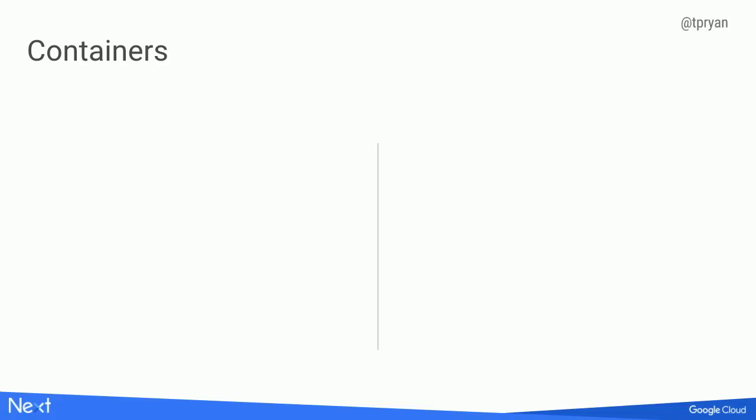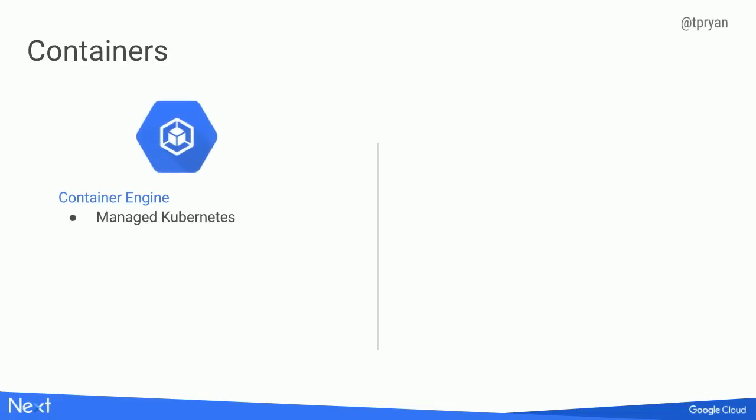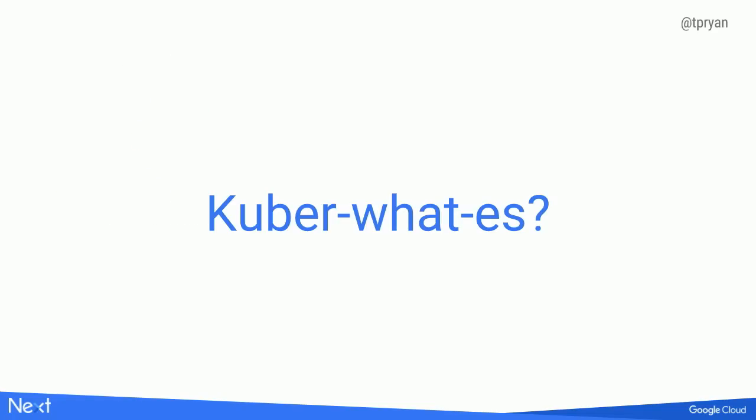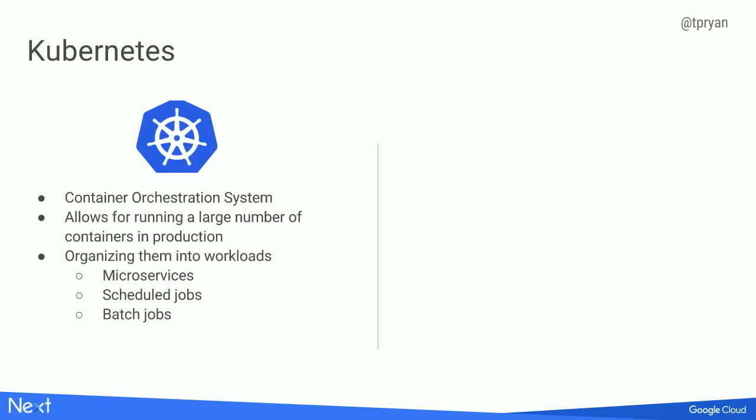So, containers at Google. First thing we talk about is Container Engine, which is managed Kubernetes, which leads to the obvious question, Kubernetes. Kubernetes is a container orchestration system, meaning if you want to just spin up one container, Docker's great. If you want to spin up gigantic sets of interconnected containers that need complex networking between them to allocate resources and services between them, it gets complicated and big.